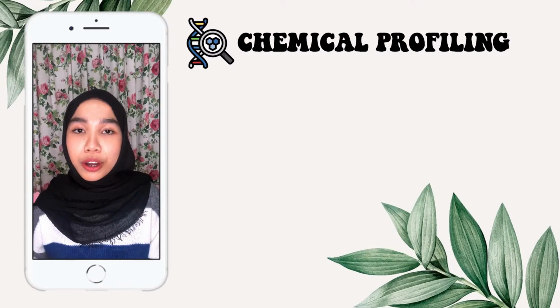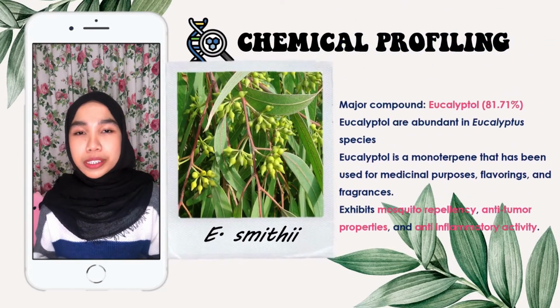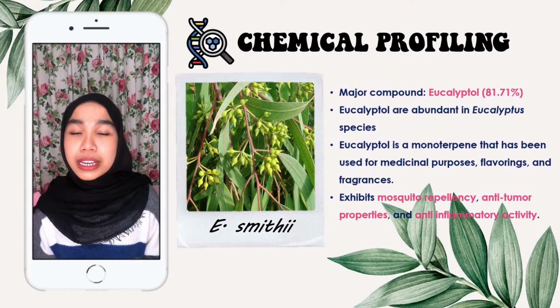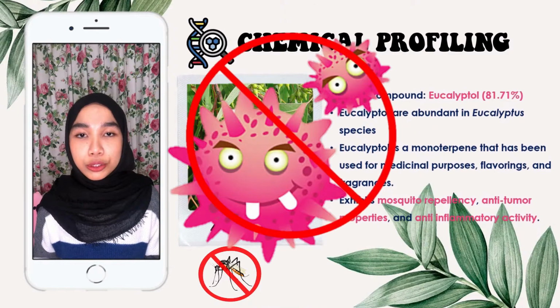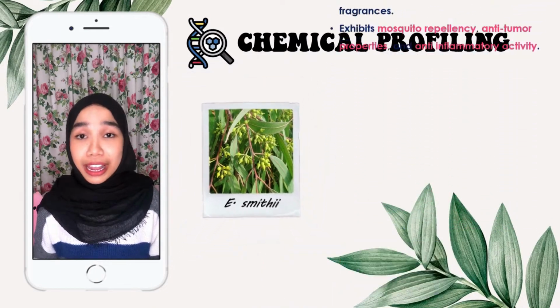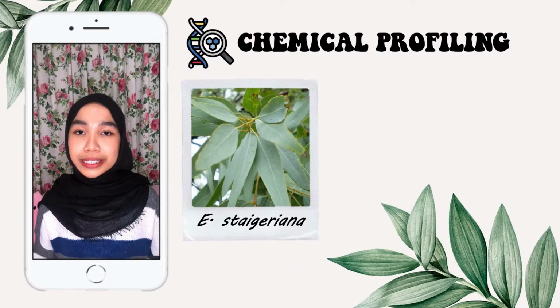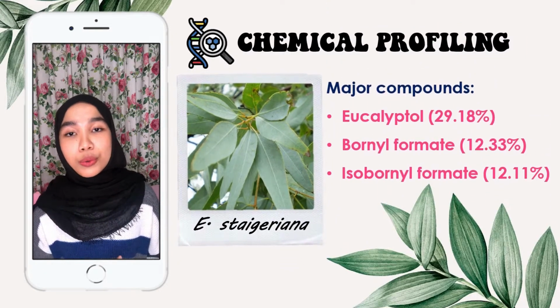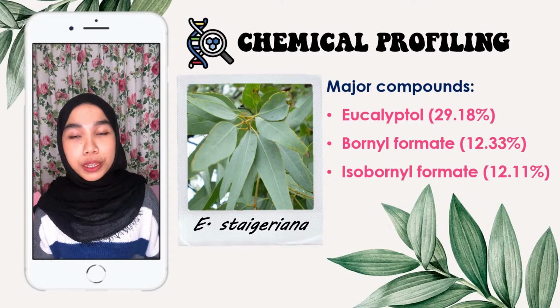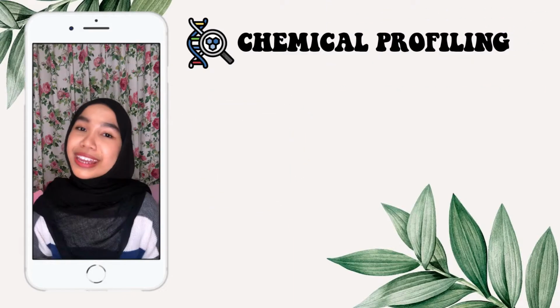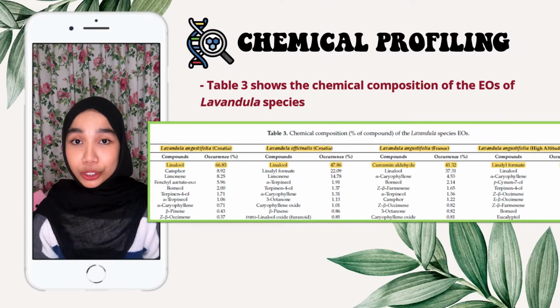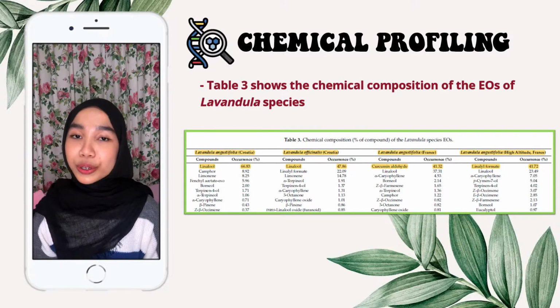The major compound of E. smithii oil is eucalyptol, which makes up about 81.71% of the oil. Eucalyptol is a monoterpene that is used for medicinal purposes, flavorings, and fragrances, and this compound exhibits mosquito repellency, anti-tumor properties, as well as anti-inflammatory activities. E. staigeriana oil has 29.18% of eucalyptol with 12.33% of bornyl formate, followed by 12.11% of isobornyl formate as its major constituents.